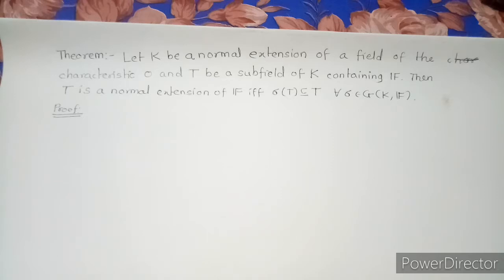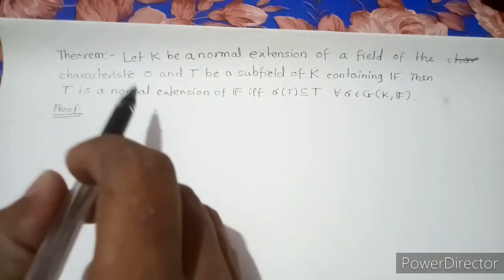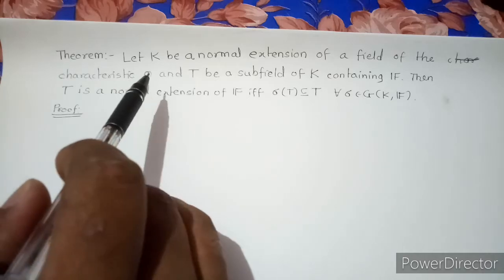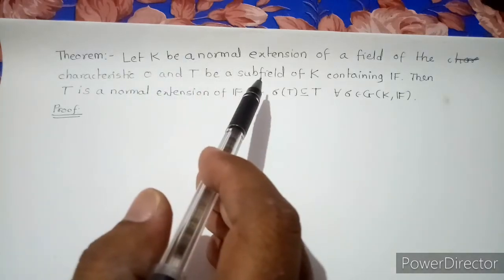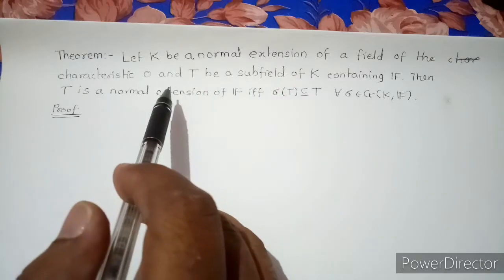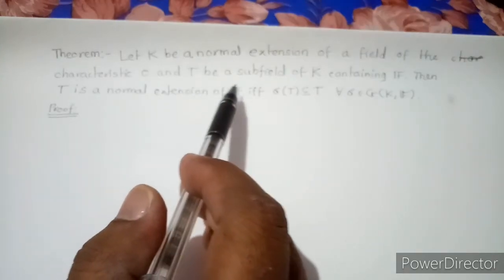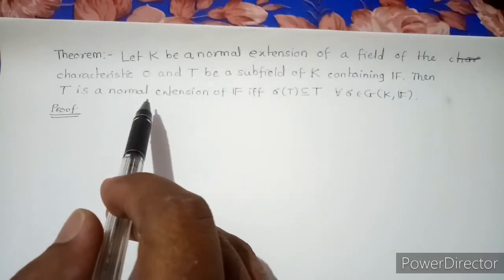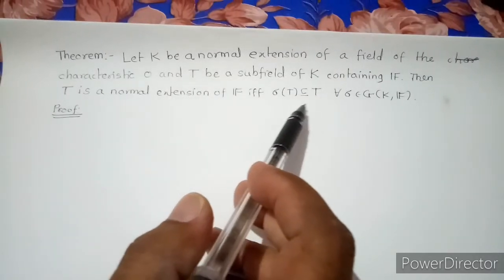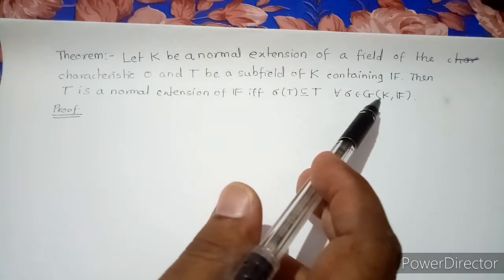So we are going to start the syllabus from where we stopped. Just before, we have seen the theorem which gives the relation between the normal extension and the splitting field. After that we have to see this theorem which says: let K be a normal extension of a field F which is of characteristic 0 and T be a subfield of K containing F, then T is a normal extension of F if and only if sigma of T is contained in T for all sigma belonging to GKF.